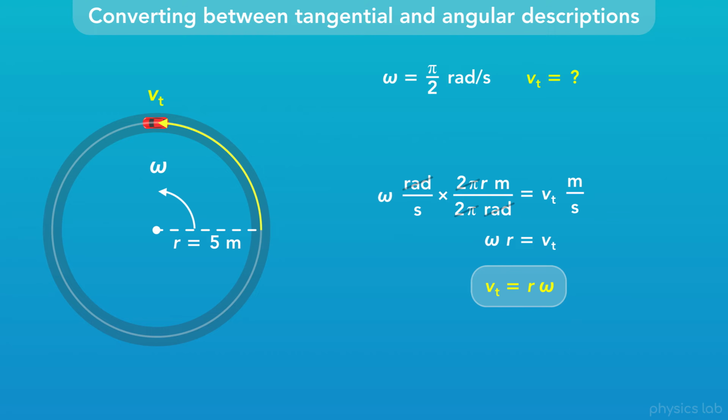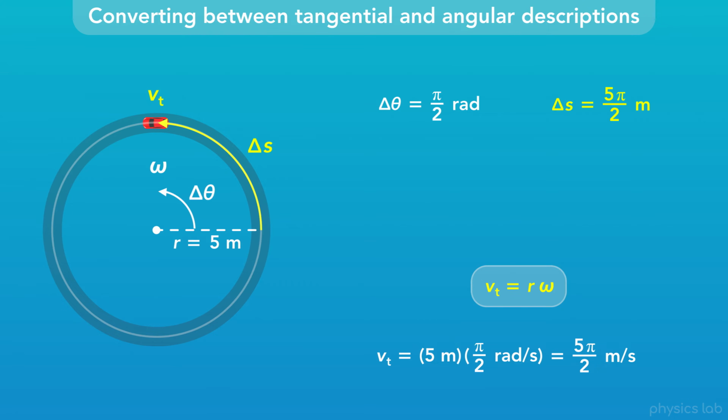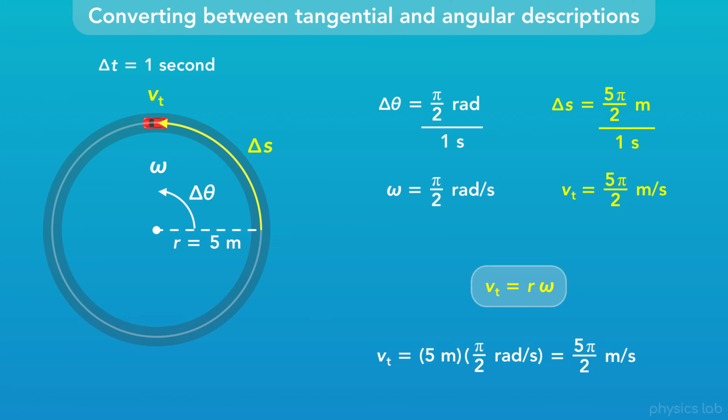Let's test it. If we plug in 5 meters for the radius and pi over 2 radians per second for the angular velocity, the equation tells us the tangential velocity will be 5 pi over 2 in meters per second. Why does this equation also work with velocity? Let's think about it this way. We know from before that an angular displacement of pi over 2 radians corresponds to a tangential displacement of 5 pi over 2 meters. If the car travels those displacements in 1 second, then we're just dividing the displacement by seconds to get the velocities. This works for angular and tangential acceleration too.